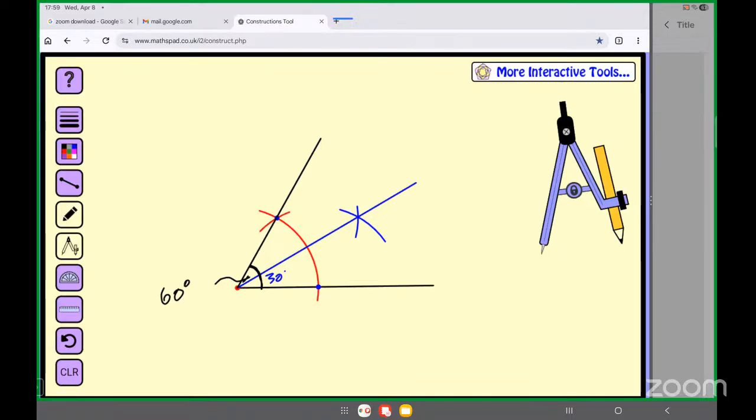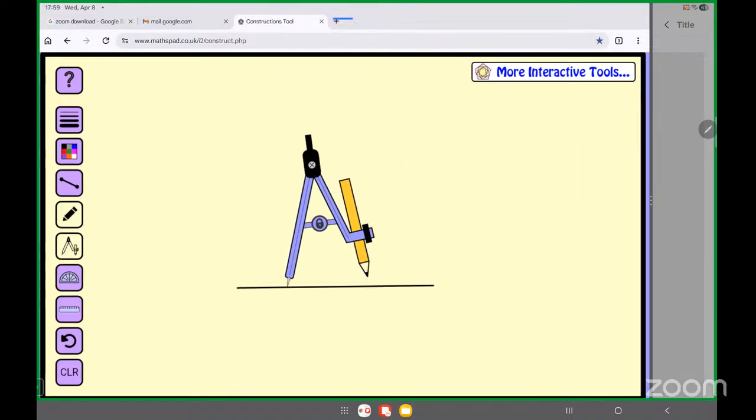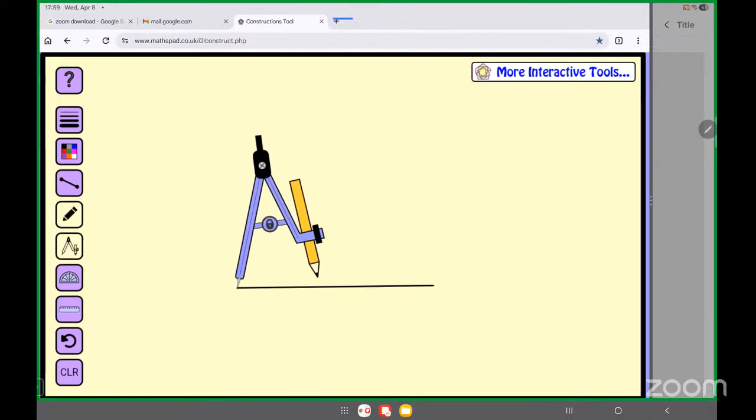You want to go to that? Sure. Let's do it one more time. Let's do it again. So again, from this end of the line, let's say I want to draw 60 degrees at this end over here.